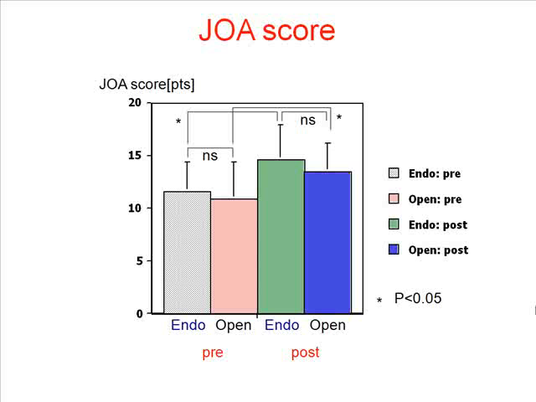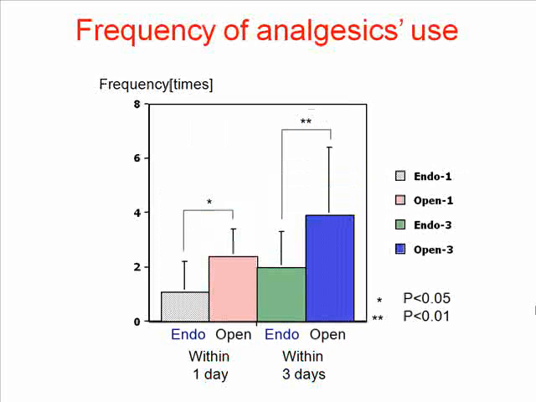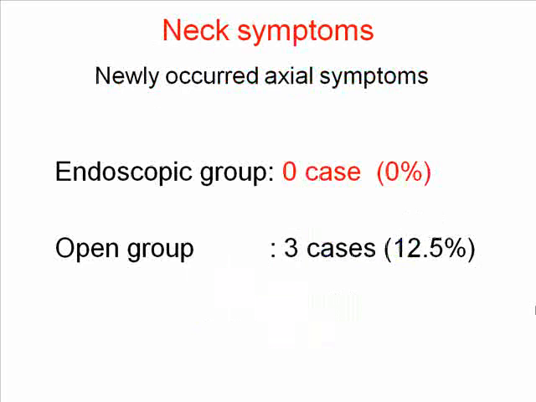Both groups showed significant improvement after operation. There was no significant difference in postoperative JOA score between the two groups. Frequency of analgesic use was significantly lower in the endoscopic group than in the control group within 1 day and within 3 days after operation. In the control group, 3 cases showed newly occurred axial symptoms after operation. On the other hand, there were no cases in the endoscopic group.